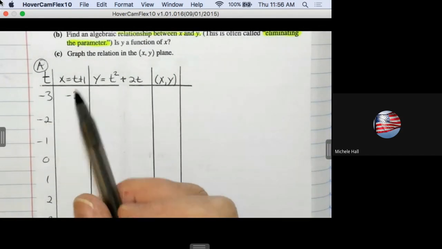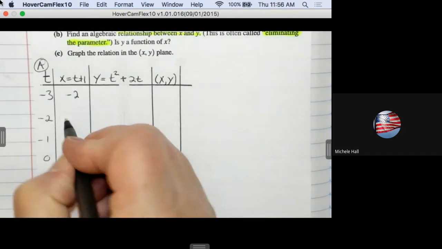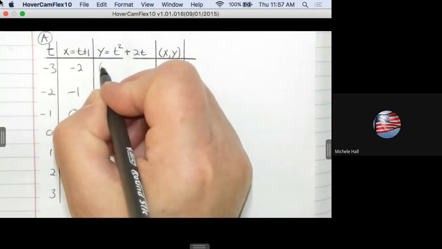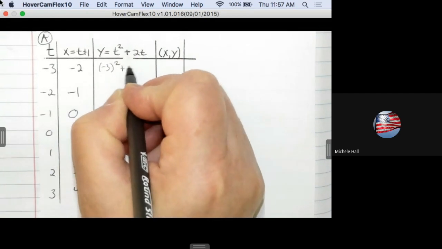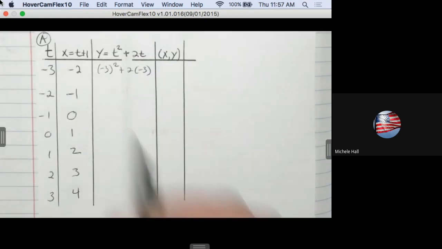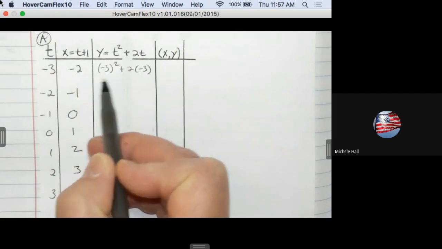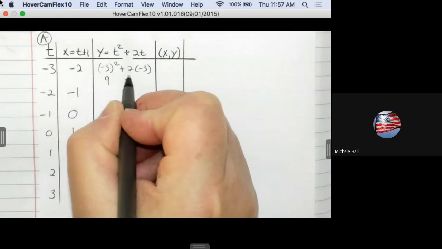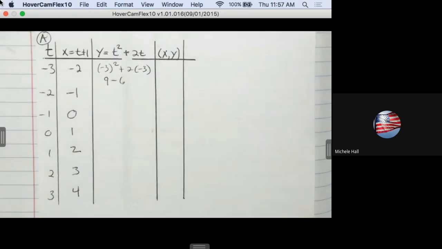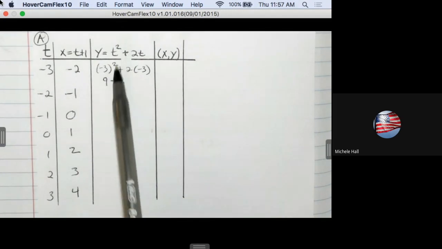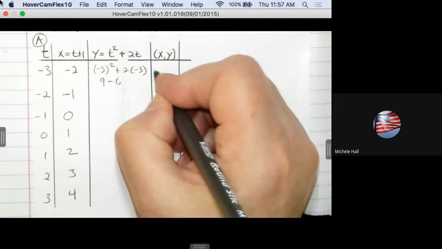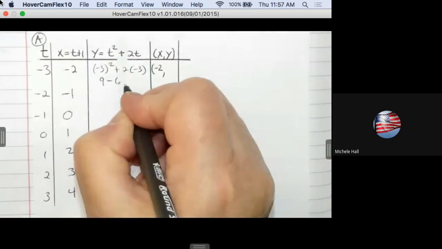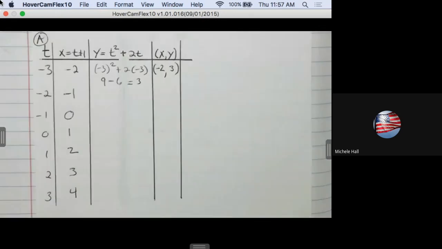Go ahead and just fill this out. We're substituting in -2 for the t's. And then we get -1. And then we're going to do the same for the y values. We have -3 squared plus 2 times -3. -3 squared, it's important that it's in parentheses, because -3 times -3 is 9. 2 times -3 is -6. 9 minus 6. Yeah, watch out for that squaring the negative as well. So what we're going to have here is when x was -2, y is 3. We're creating xy ordered pairs.